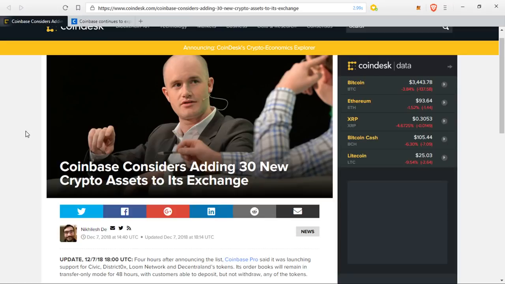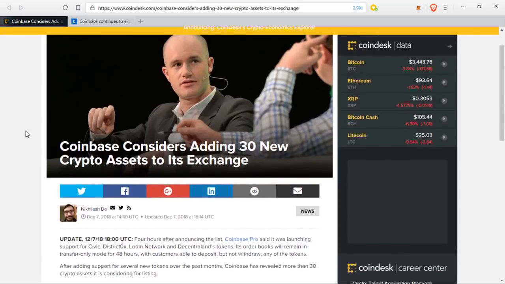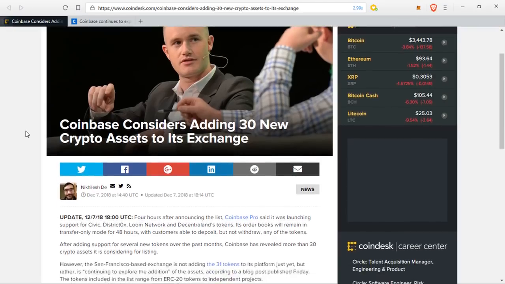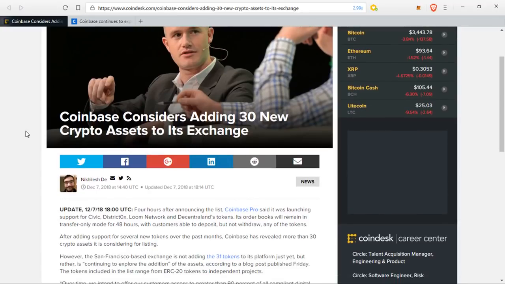Its order books will remain in transfer-only mode for 48 hours, with customers able to deposit but not withdraw any of the tokens. After adding support for several new tokens over the past months, Coinbase has revealed more than 30 crypto assets it is considering for listing. However, the San Francisco-based exchange is not adding the 31 tokens to its platform just yet, but rather is continuing to explore the addition of the assets. According to a blog post published on Friday, the tokens range from ERC-20 tokens to independent projects.